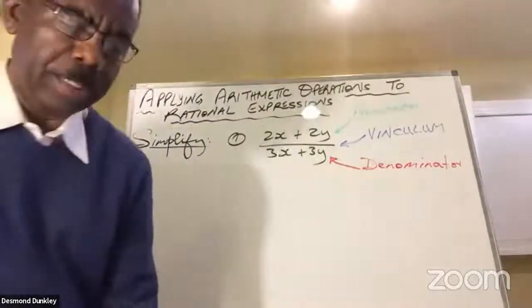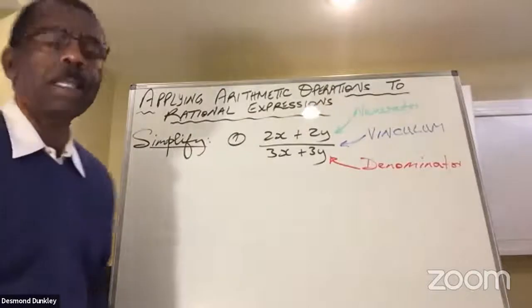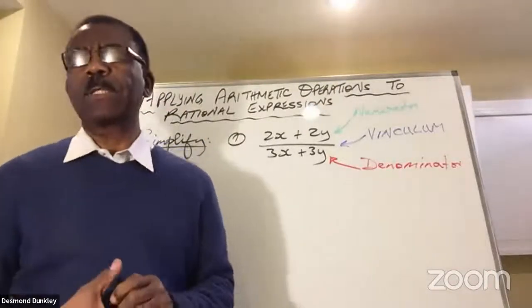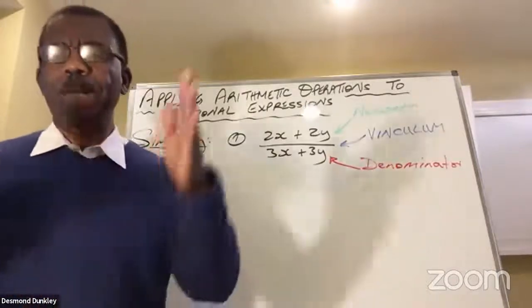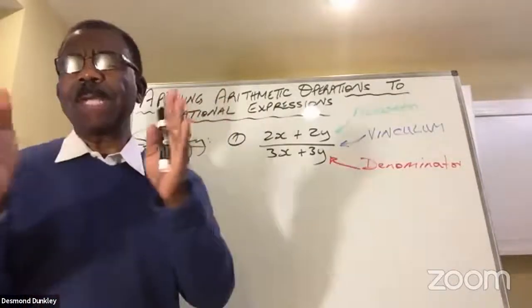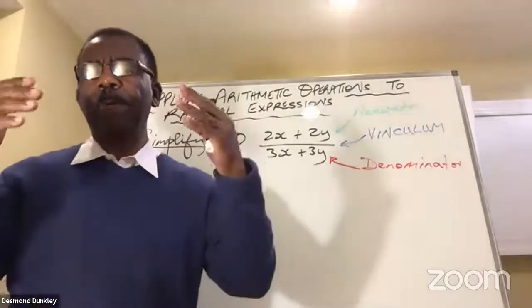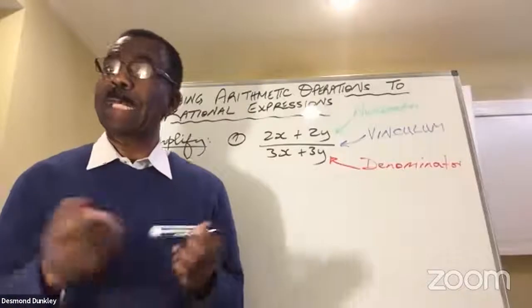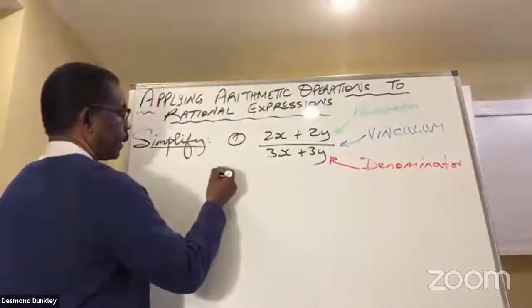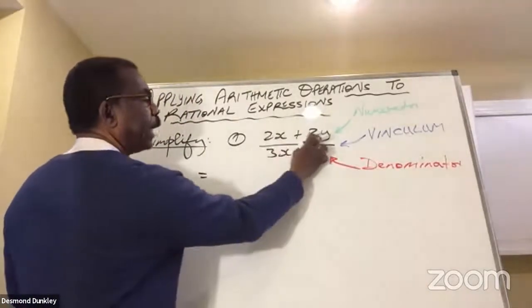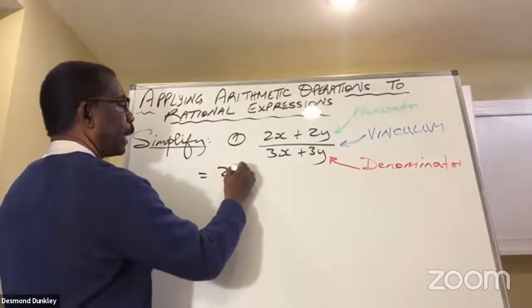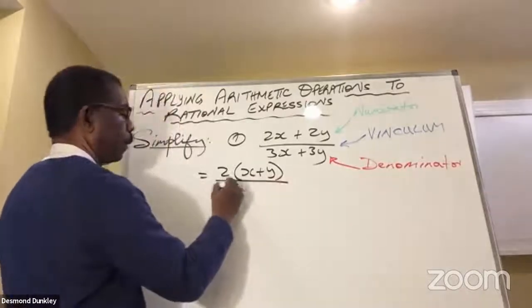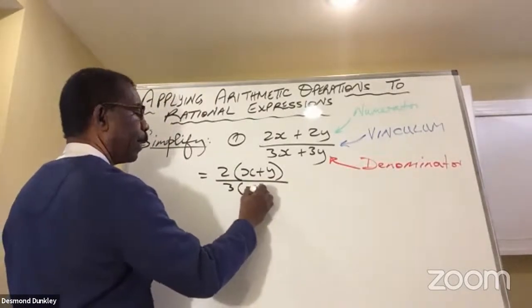Good. So the best thing to do when asked to simplify a rational expression is to see if perchance you can factorize. Look if there's anything common to the top and isolate it, and look if there's anything common to the bottom and isolate it, and then see what happens. When I look at this, I notice I could factor out a 2. It becomes 2 times x plus y over 3 times x plus y.